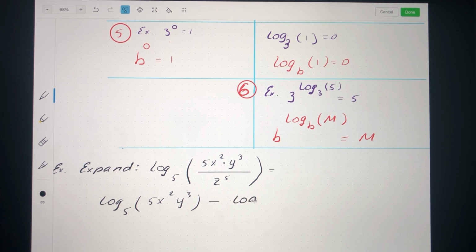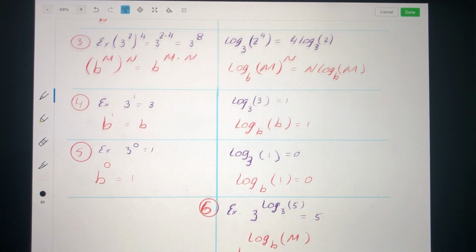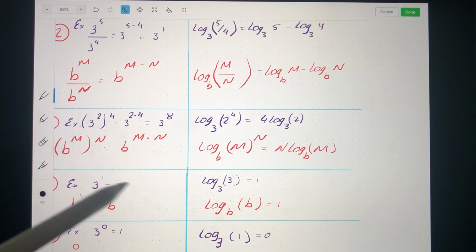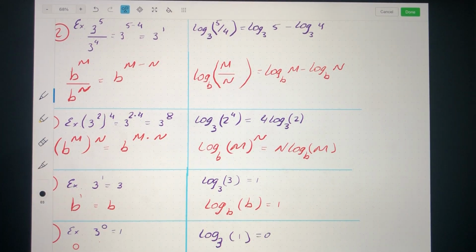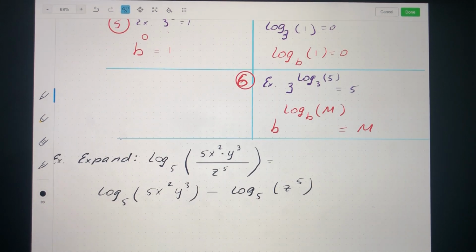minus log of the same base, z to the 5. Now we use the other rules with the exponent. If we have anything to the power, we move that power to the front. And that's what happens next.